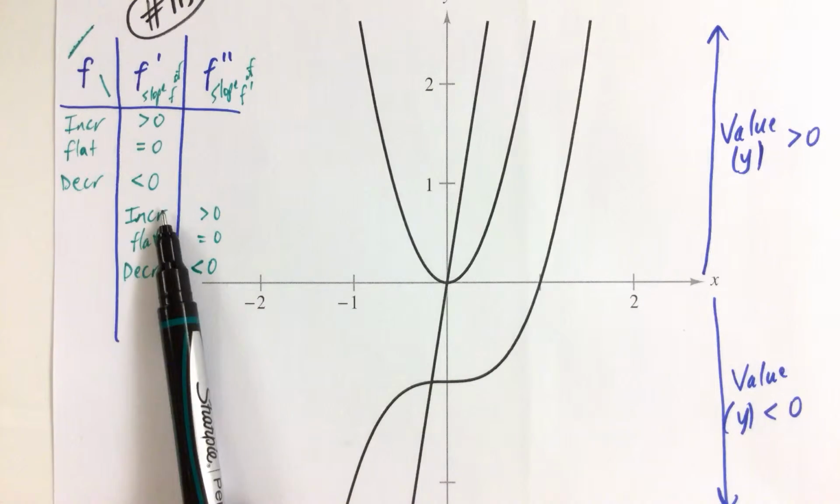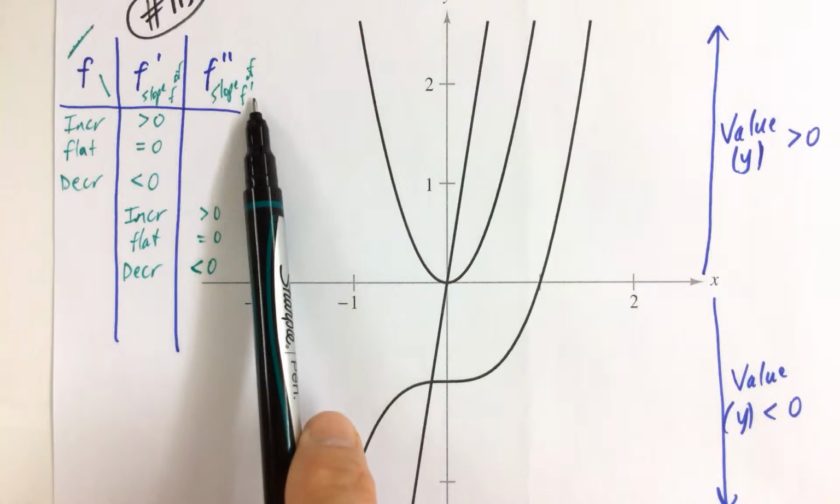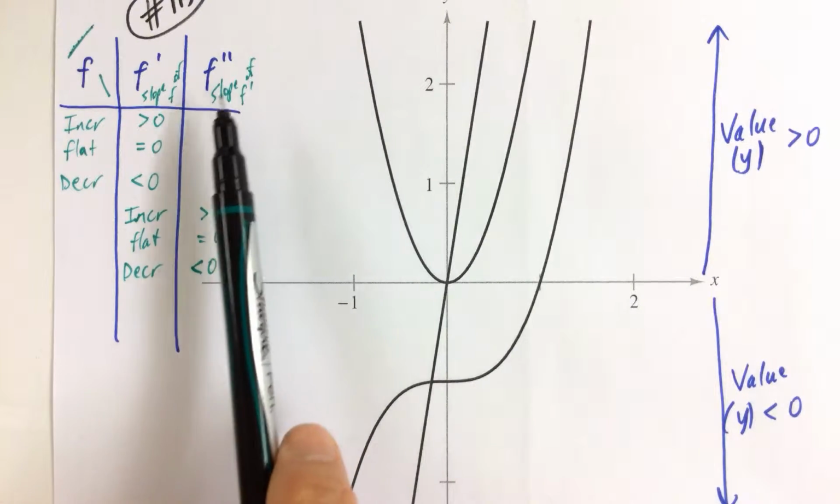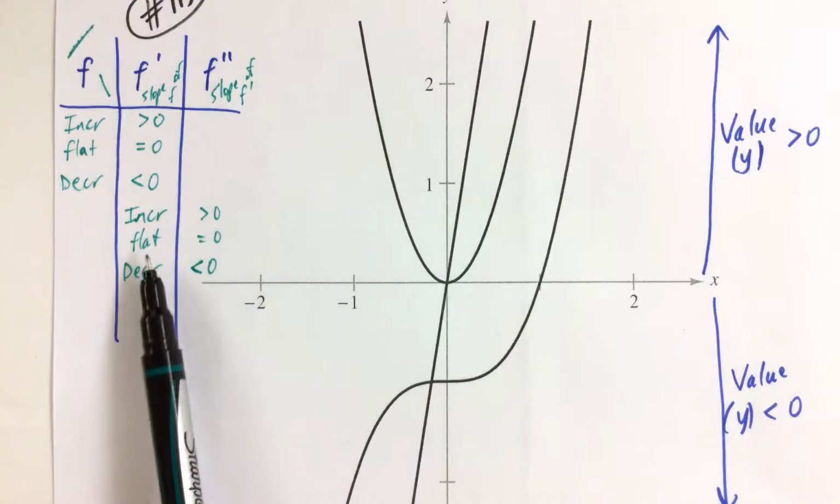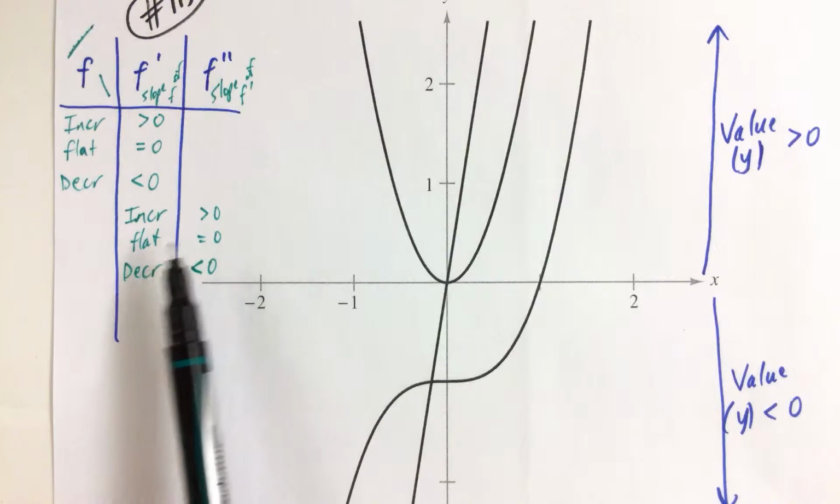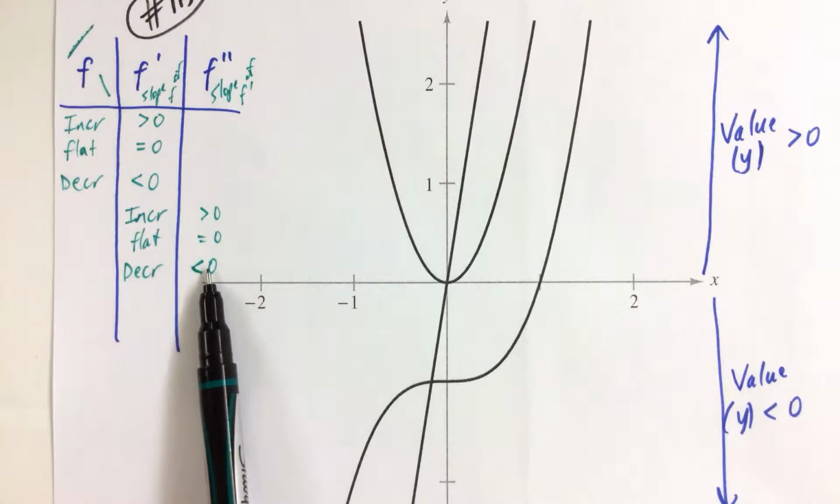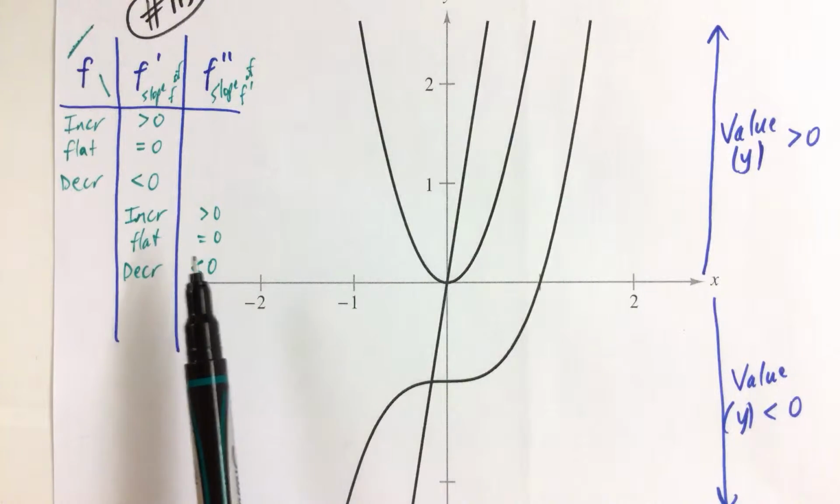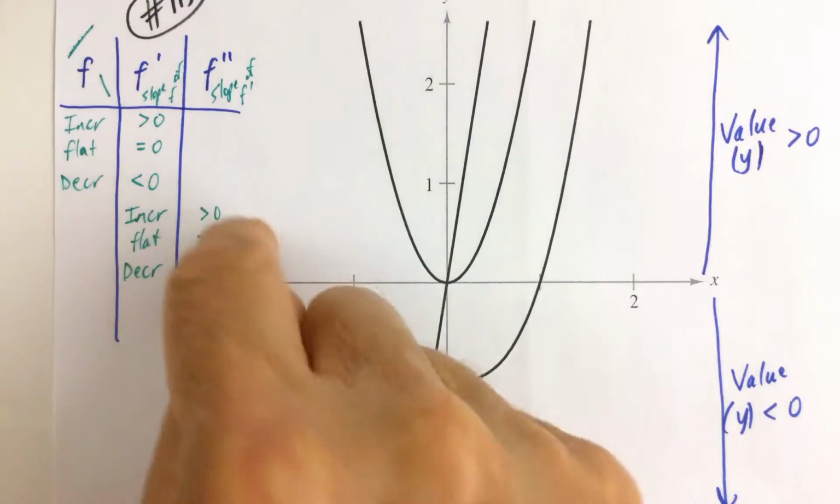And likewise, if you go from f prime to f double prime, where f double prime is the slope of f prime, then if f prime is increasing, f double prime is positive. If f prime is flat, f double prime is equal to 0, and if f prime is decreasing, then f double prime is less than 0. So we can easily go from one to the other if we understand this concept.